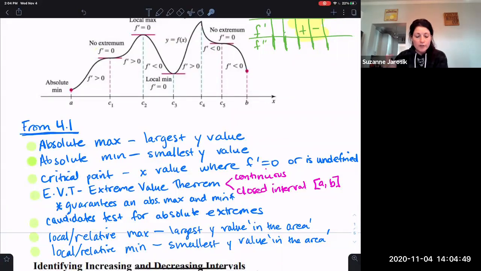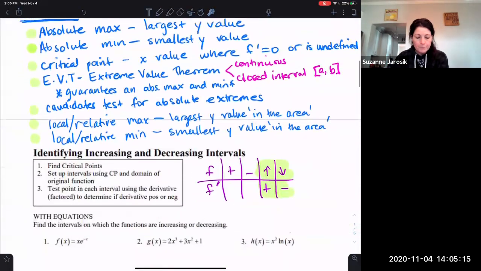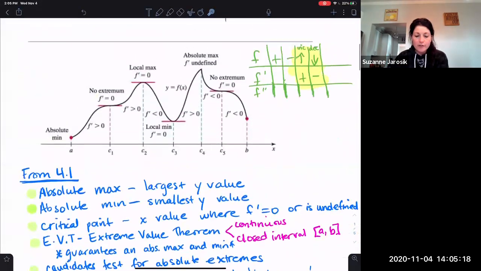We take our critical points, we take our endpoints of the closed interval, and we test them all in the original function to find our absolutes. We have local or relative maxes and mins. A local or relative max is the largest y value in that area of the graph or of the function. And the local or relative min is the smallest y value in that location of the interval you are looking at. All right, just some refreshers.